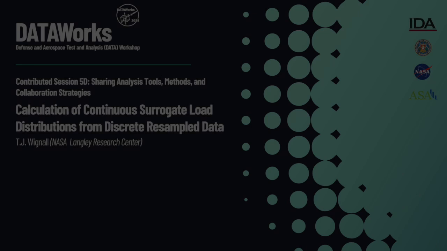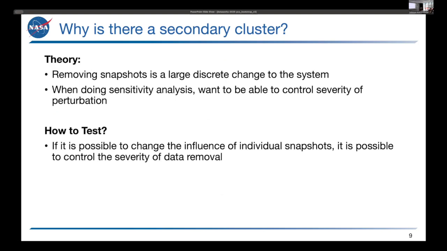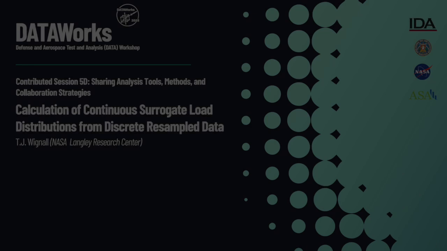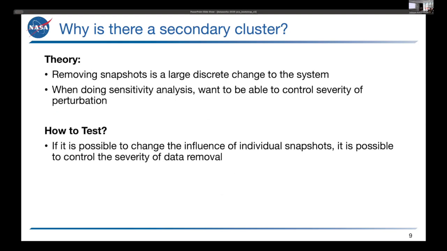We were pretty happy with that, but we kept going back to that secondary cluster, wondering what is causing it. What we theorized is that the secondary cluster is from how we remove snapshots. These snapshots are a big part of this information system, and every time we remove a snapshot, it's removing a lot of information. Typically when you do sensitivity analysis, we want to be able to control the severity of perturbation. So we thought, if there's some way we can change the influence of individual snapshots, we can then control the severity of the data removal.